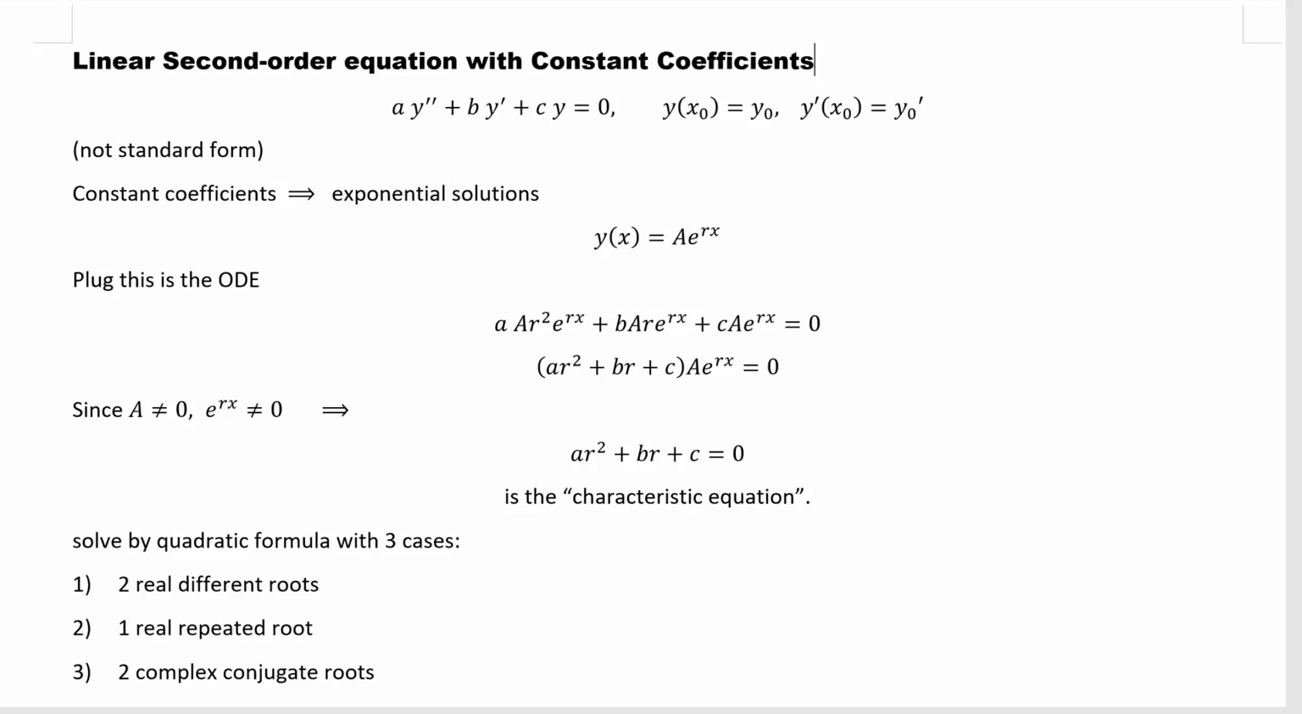And because it's second order, we need two initial conditions to figure out the two degrees of freedom, the two constants c and d. So that's why we have y of x0 is y0 and y prime of x0 is y prime of 0. But this is not in the standard form, right?